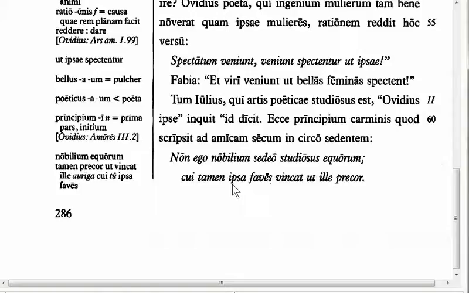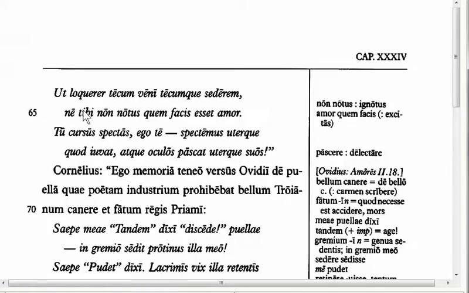Let's look at the next new feature, which is line 65. And we have "ne tibi non notus quem facis esset amor." So the main verb here is "veni," I have come, so that I can talk with you and I can sit with you, and I have come not so that it not be unknown to you.